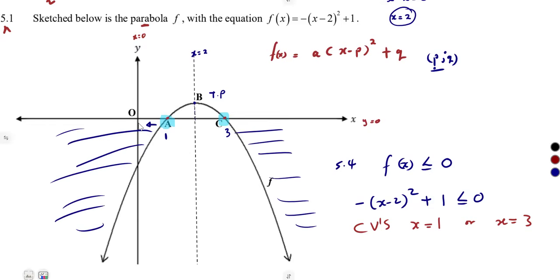So from 1 going this side, these values, they are less than 1. So therefore, we can say our x is less than 1. But remember, there is an equal to on our question. So we must also put that one on our solution.